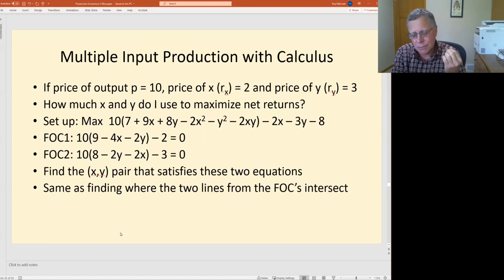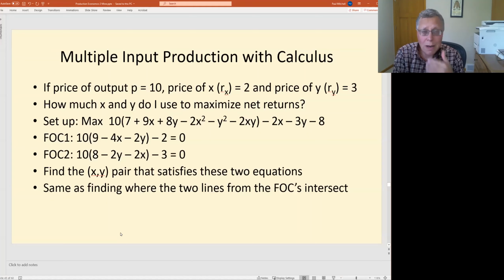Well, let me slow down. The first order condition is going to be for X, and so it's going to be 10 times the derivative of the production function with respect to input X. So you can pick up a 9 from the 9x term when you take the derivative. You can pick up a minus 4x from the minus 2x squared term in the production function. Then you pick up a minus 2y from that cross term of the minus 2xy. So the first derivative is 10 times 9 minus 4x minus 2y. Then you can't forget the price part. The minus 2x gives you a minus 2 when you take the first derivative. So your first order condition there is laid out: 10 times (9 minus 4x minus 2y) minus 2 equals 0.